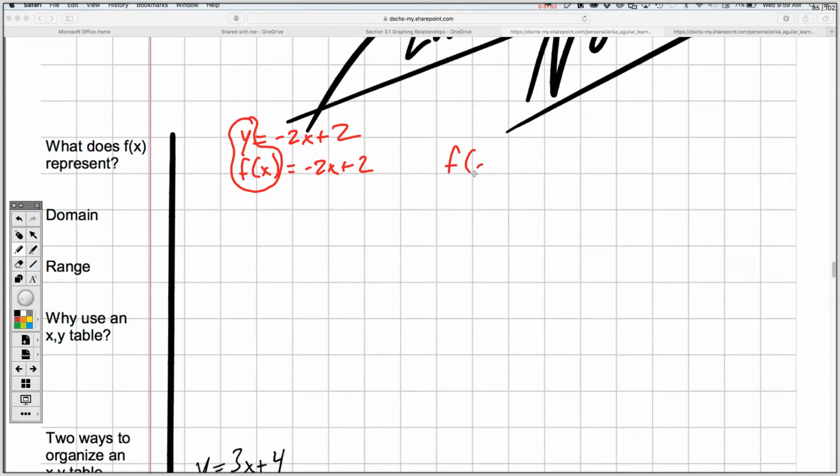So write this, f of x is the same as y, which is your range. So domain, range, you could say range f of x. What is domain? Which values? X values. What's range? Which values? Y values.